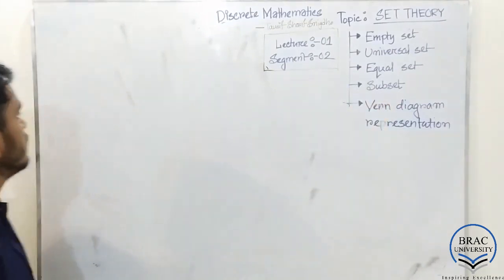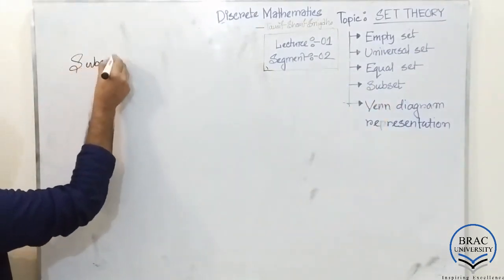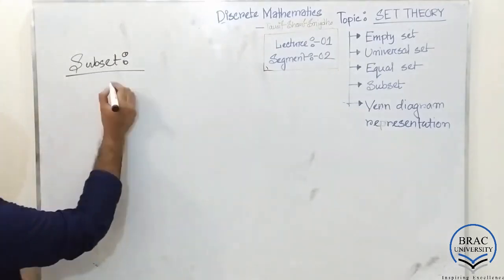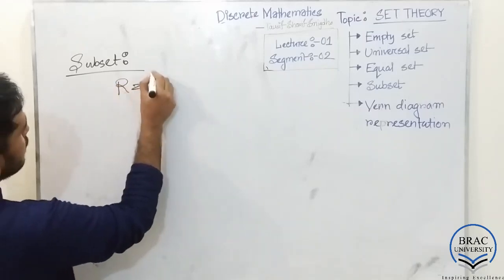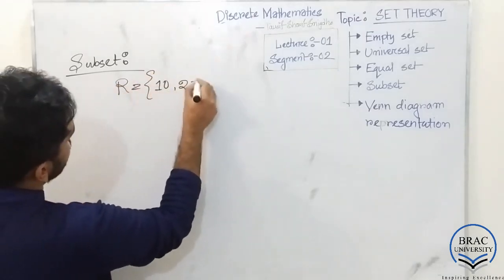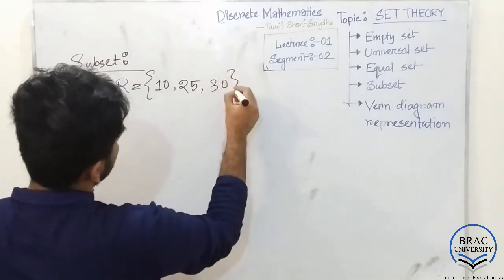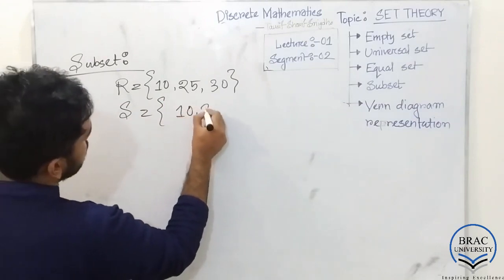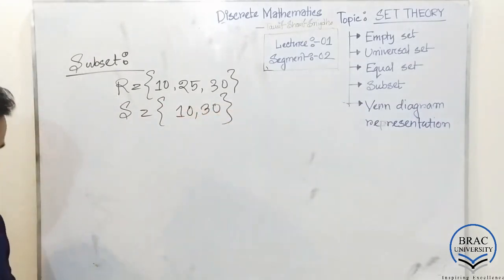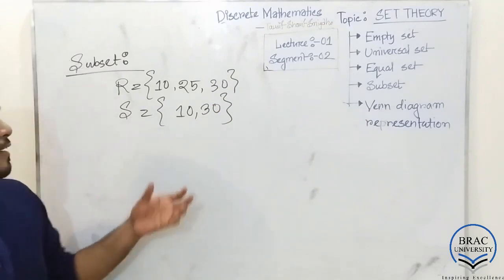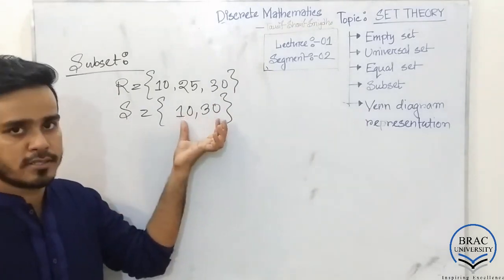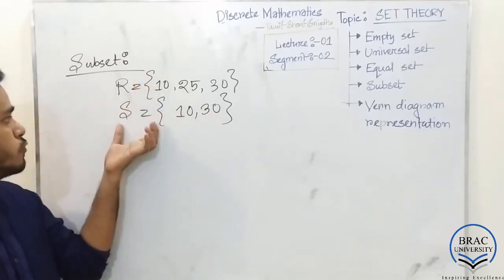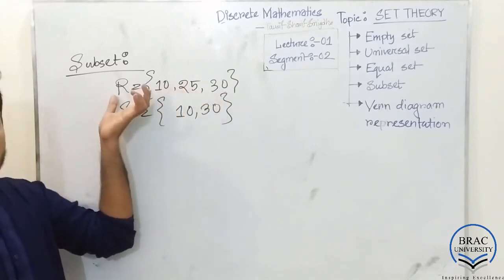So now comes subset. Our topic is subset. We'll start with an example. For example, set R = {10, 25, 30}, set S = {10, 30}. Okay? It's easy to observe that all of the elements of set S belong to set R, right? Here 10 and 30 belong to S, and 10 and 30 belong to R as well.